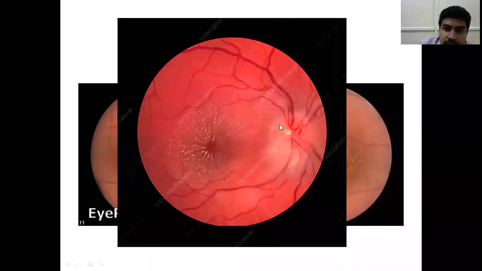Here you see, first of all, the optic disc is inflamed, margins are blurred, the physiological cup is obliterated, the vessels are engorged and tortuous, the vessels are bending here, all these things. Along with that, there is a star-shaped radiation of these hard exudates, lipid and lipid-filled macrophages, around this macula. So this is a typical case of neuroretinitis.